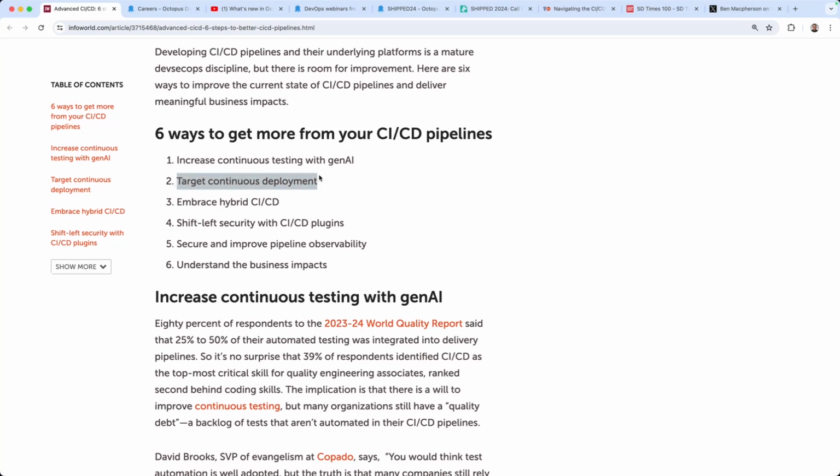Obviously, we would promote this quite heavily. Embrace hybrid CI/CD. You can take a look at that if you wish. Shift left security through CI/CD plugins. I would imagine that this is in a form of tools. Secure and improve pipeline observability. So this is utilizing tools like Grafana and others. And then understand the business impacts.